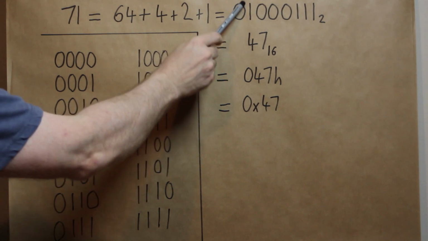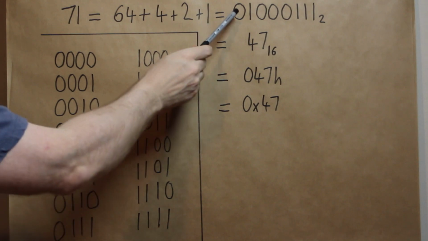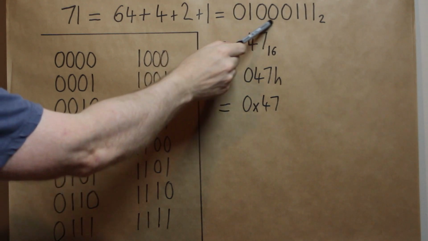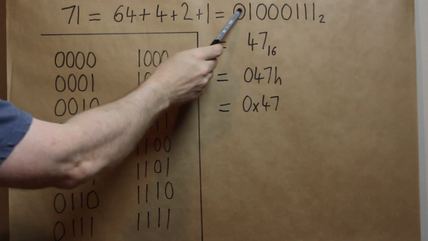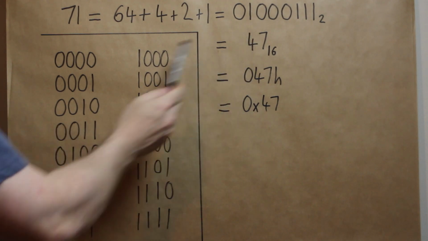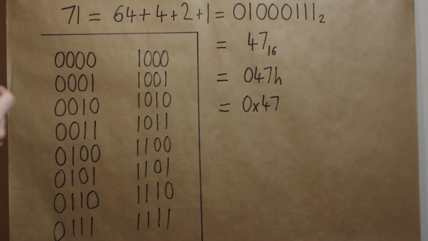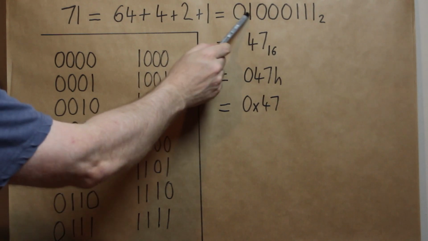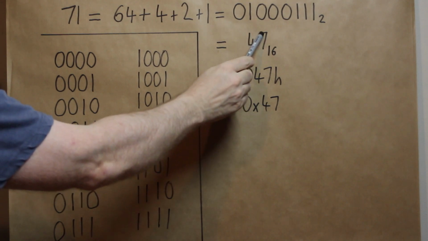Now, if this had been a 1 here instead of a 0, we would have had 8 plus 4 when we did these 4 bits. And 8 plus 4 is 12. And so how do you write 12 in hexadecimal? Well, it's just the digit C. Remember, we use digits 0 through 9, and then we use letters A through F. So 12, 8 plus 4, would correspond to the digit C.